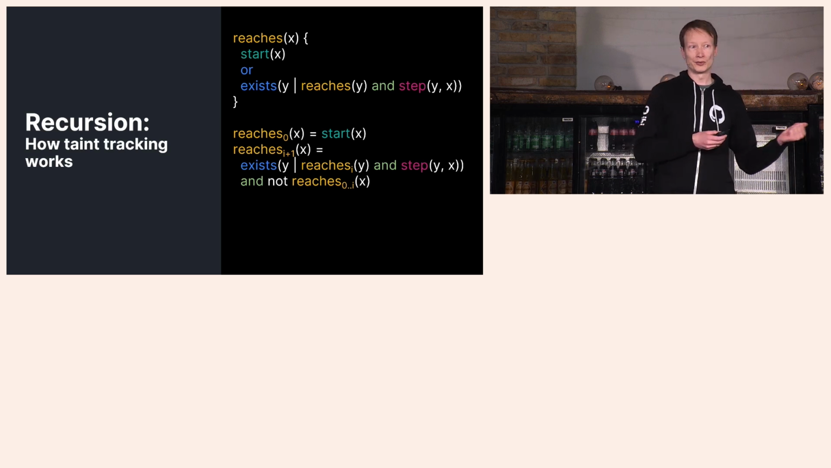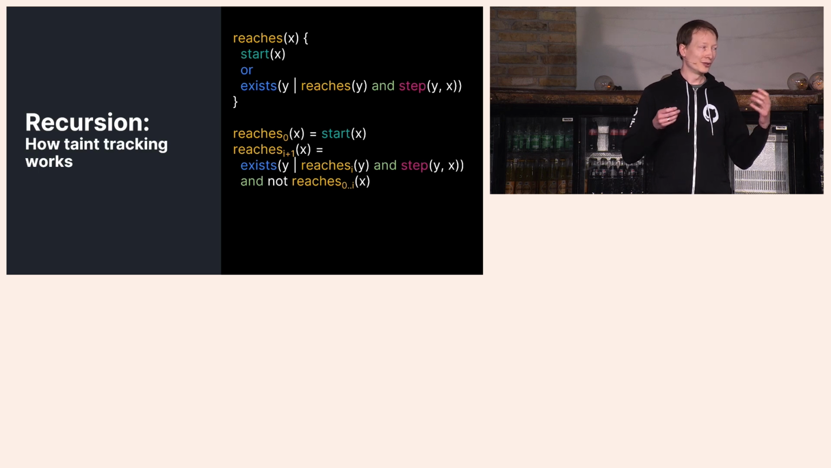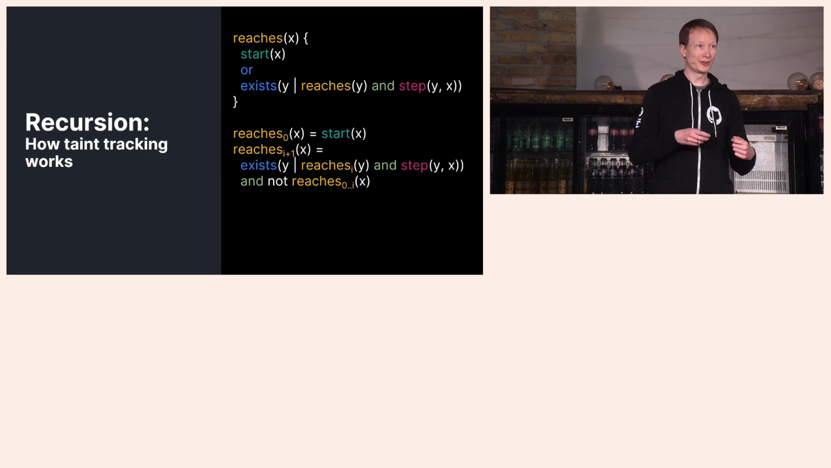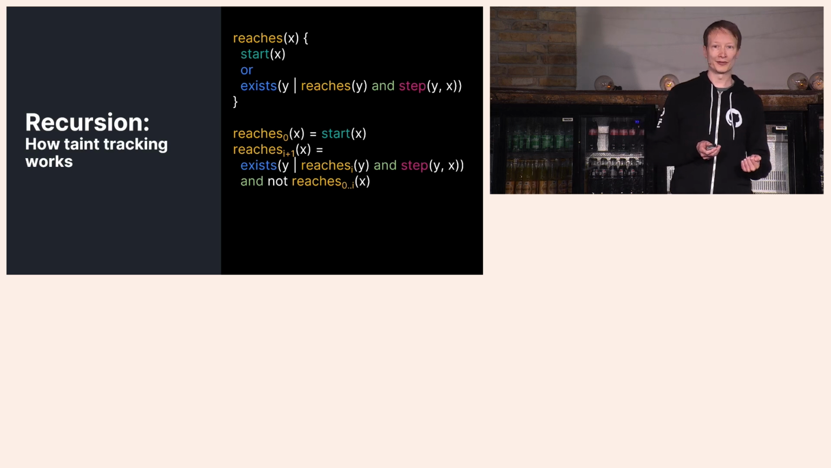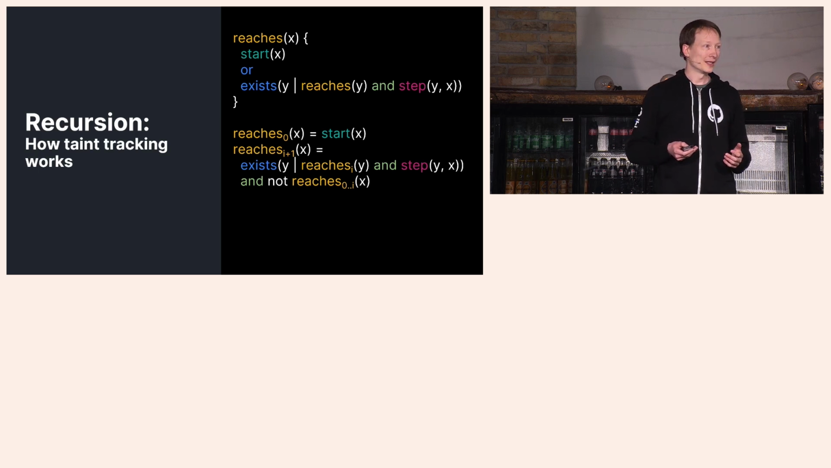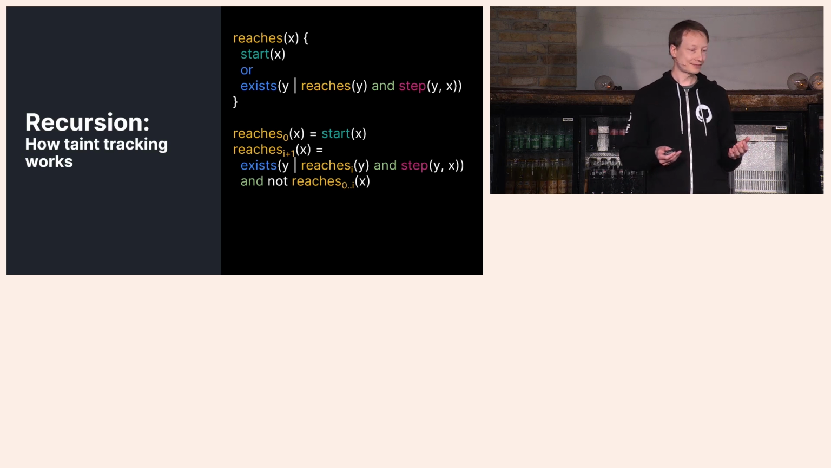And then crucially, we subtract everything we've seen before, because that means we will eventually terminate. We will eventually have seen everything. And so we terminate this iteration when we come to an iteration where nothing more new is discovered. So this is a standard transformation, and the CodeQL compiler will do this transformation for you.